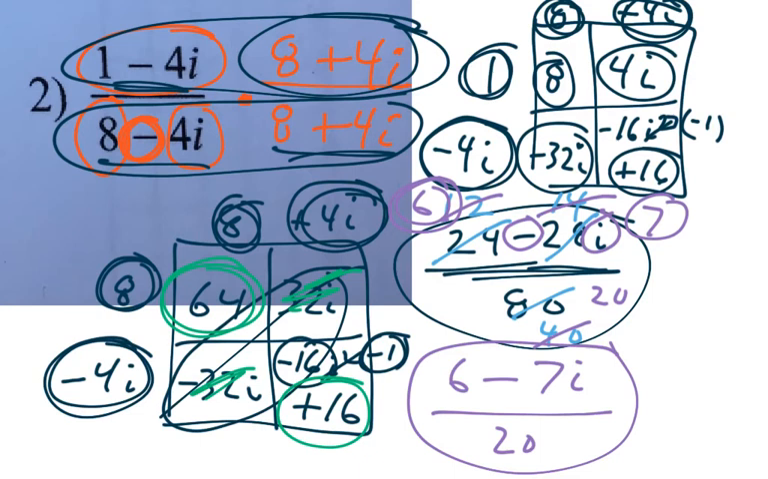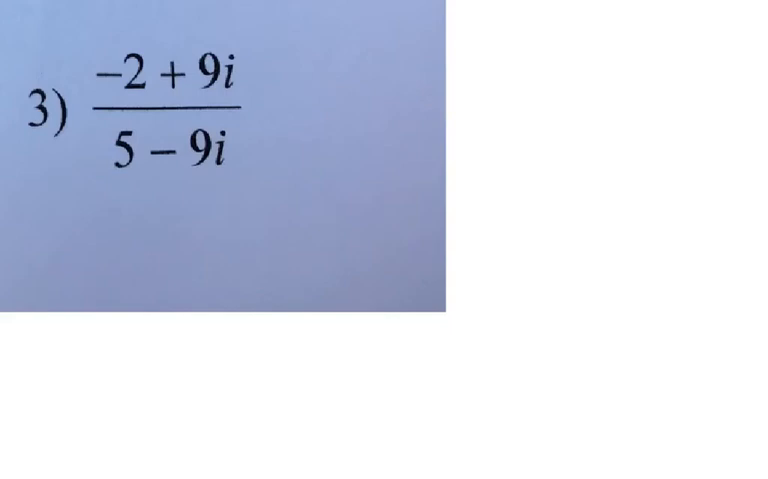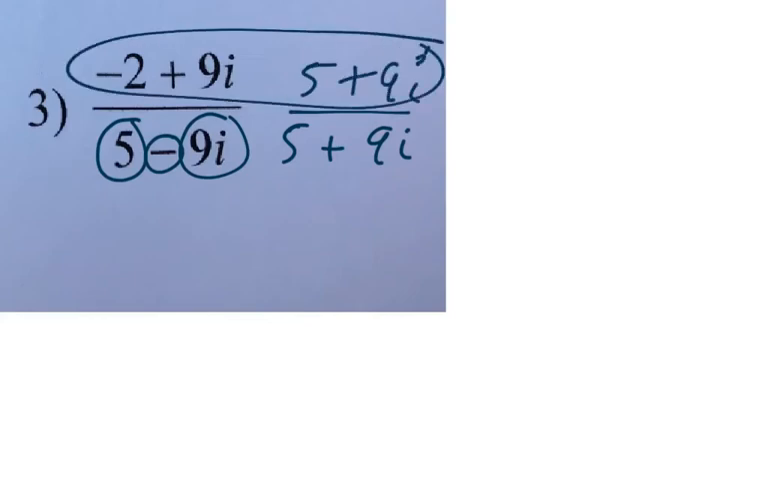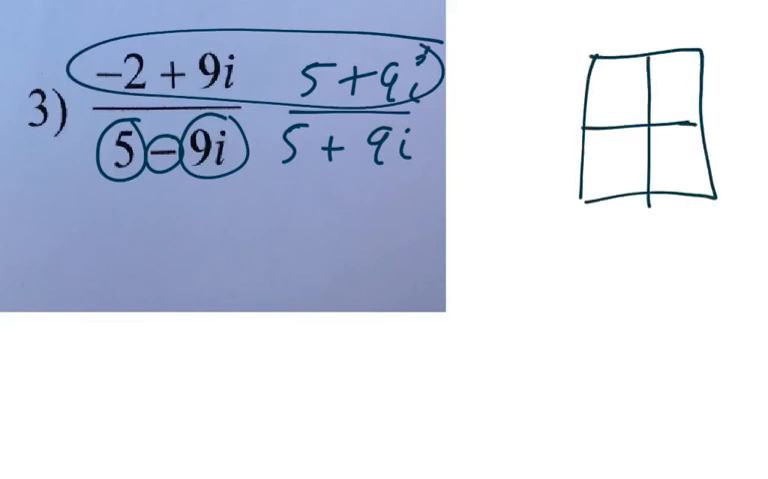Okay, guys. Let's do one more. Here we go. Again, we need the conjugate. I see a 5. I see a 9i. I see a minus, so I'm going to make it a plus. That's the conjugate. Let's go ahead and do the numerator first. Using the area model over here, I got negative 2 with a 9i. Watch your signs. I got a 5 with a plus 9i, the conjugate.